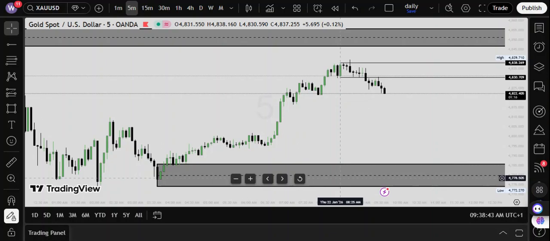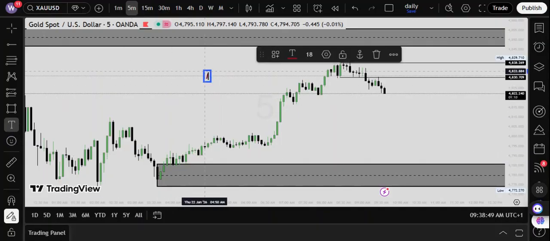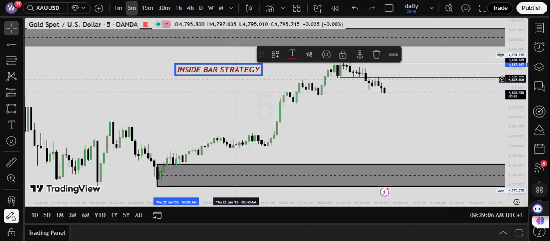In this video, I'll be talking about what is called the inside bar trading strategy. I know most of you who are familiar with candlestick patterns know what an inside bar strategy is, right? So, in this video, I'll tell you how you can make use of this candlestick pattern to make tons and tons of money.